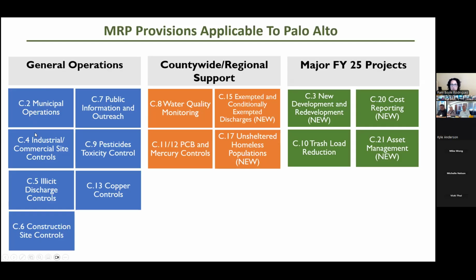Next is C4, industrial commercial site controls, which basically says we conduct industrial commercial inspections of existing businesses to make sure that they have appropriate best management practices in place.